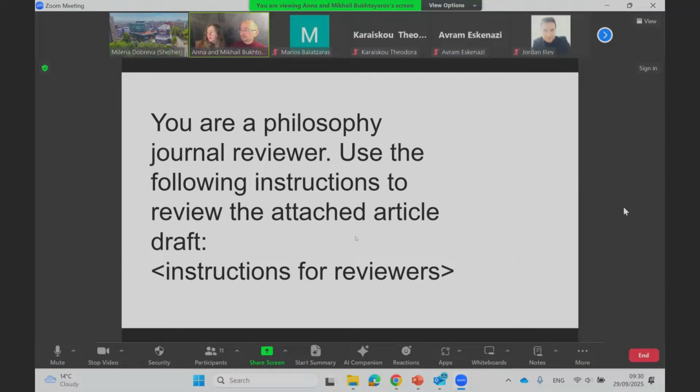So, once again, we constructed a very simple prompt, which consisted of 2 parts. One is the role, which provides the context for the language model, and the second part was taken from the review guidelines of the journals. So step by step, journal 1, journal 2, 5 journals, and so on. The second part was changed every time.